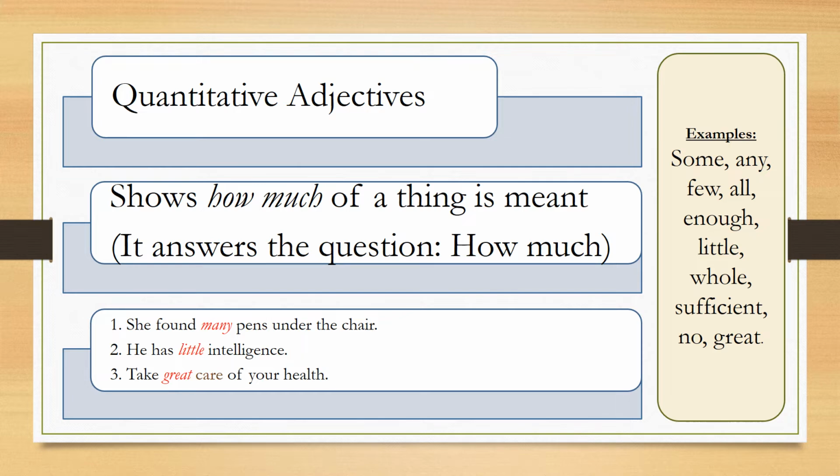Keep one thing in your mind, that the meaning is hidden in the words. The word quantitative shows that how much of a thing is meant. Similarly, he has little intelligence. Little shows that it is also an example of quantitative adjective. Take great care of your health. Great means that it is an example of quantitative adjectives.